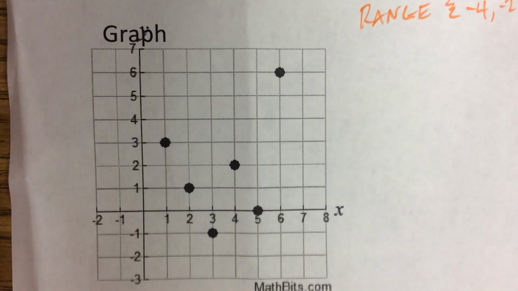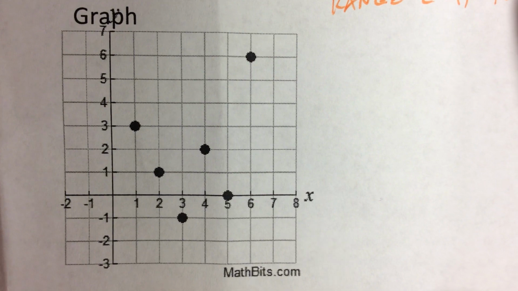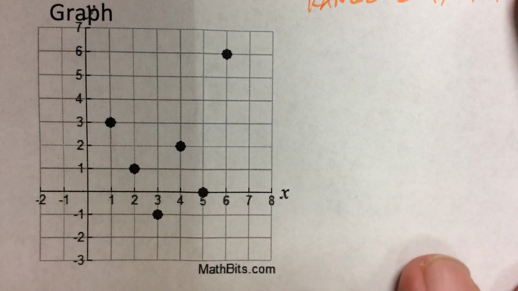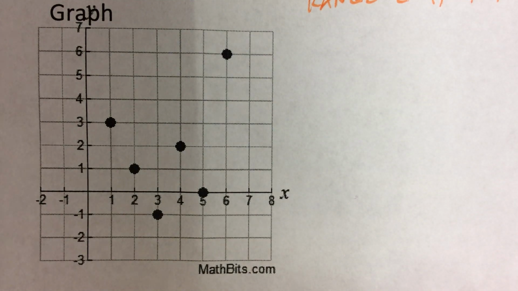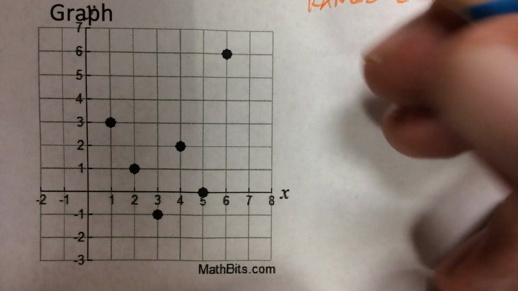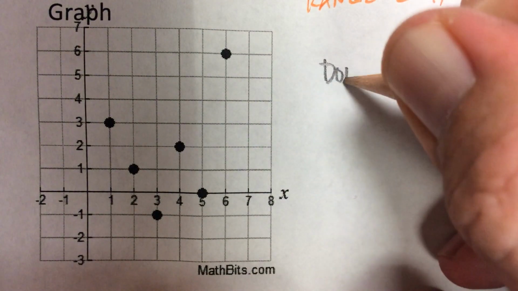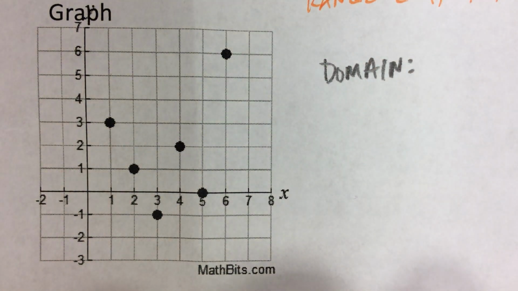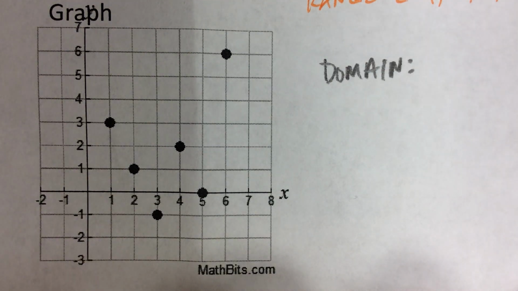Finally, we're going to talk about graphs. So here we have a graph. Now we need to find the domain and range of the graphs. So let's start with the domain. The domain is which value? Correct, it's the x. So I'm going to find all the x values of those dots.